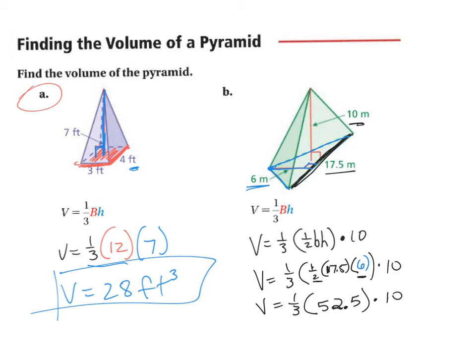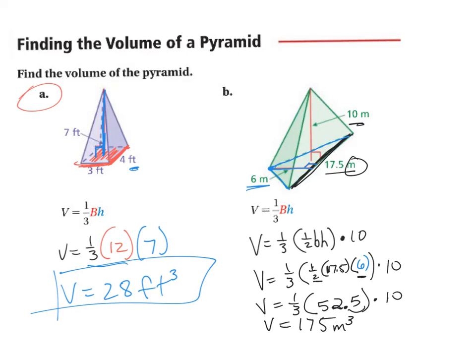let's see, 52.5 times 10 is 525, because multiplying by 10 means I move my decimal point to the right. So I have 525. 1/3 of that is the same as dividing by 3, which is 175. 175, and we have meters, and we're finding volume, so meters cubed. Let's see if we got the right thing. We did. Aren't we awesome?